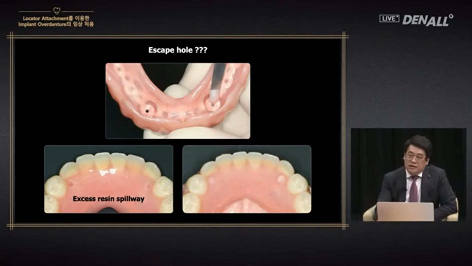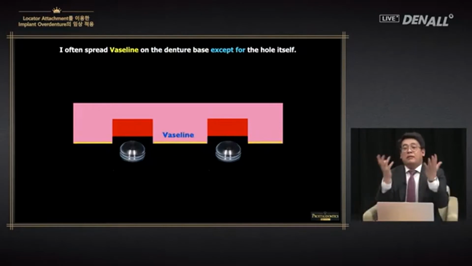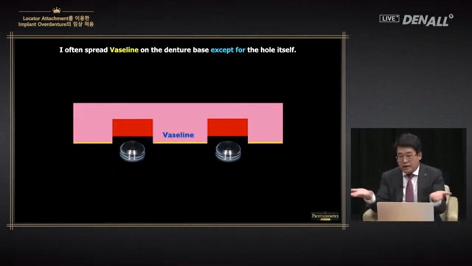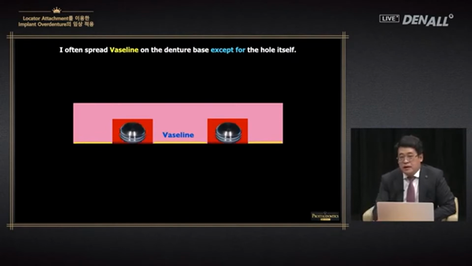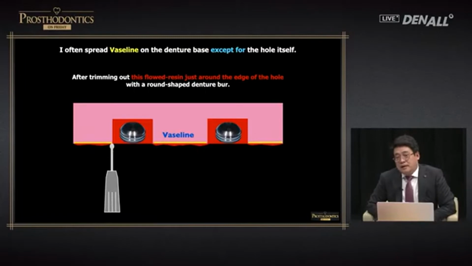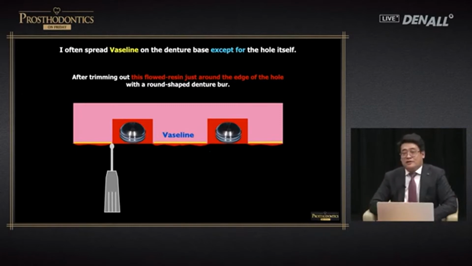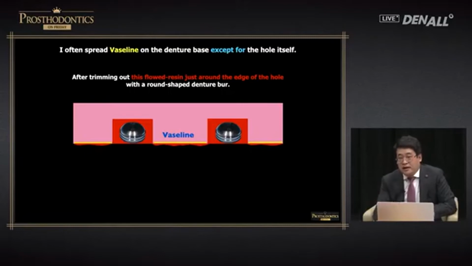To give you a tip, when you apply resin, don't apply too much, just put in about half. Before that, I apply Vaseline on the outside of the denture and not the inside. And if you apply it, it flows in very thin. If you don't use Vaseline, when you use denture bur to remove the excessive resin, you will become unsure whether resin is being removed or the denture base is being removed. Therefore, I do it like this.